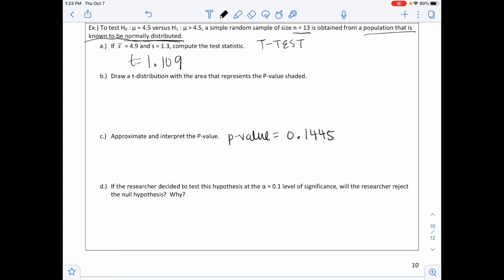So part B says to draw a t-distribution with the area that represents the p-value shaded. So let's draw our t-distribution. Remember, the t-distribution is bell-shaped, but it is a little bit wider, more spread out than the z-distribution. Our mean is still 0 for t, and the test statistic that we have from up above is 1.109, so I'm going to go ahead and put that on my graph. We are dealing with a right-tailed test, and so I'm going to go ahead and shade this right tail over here, and that area that we shaded is our p-value, and so this is going to be 0.1445.